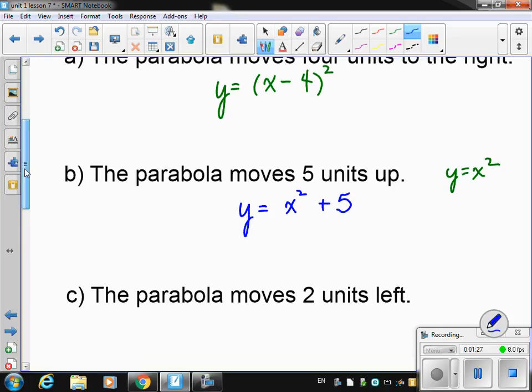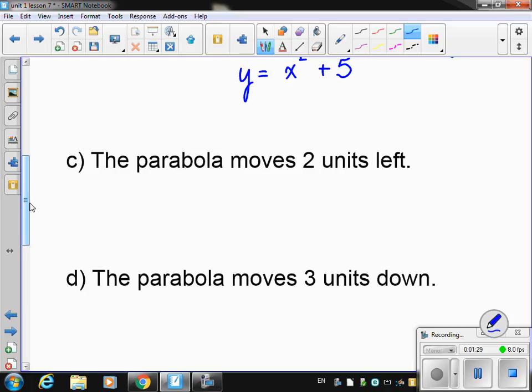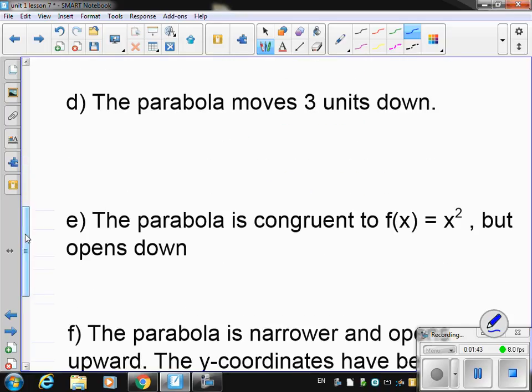The parabola moves 2 units to the left. Horizontal change, that's in with x, or within the brackets. If I am going left, it's plus 2. B, the parabola moves 3 units down. I know that's a vertical change. I don't need to have anything in the brackets with the x. 3 units down would just be outside.